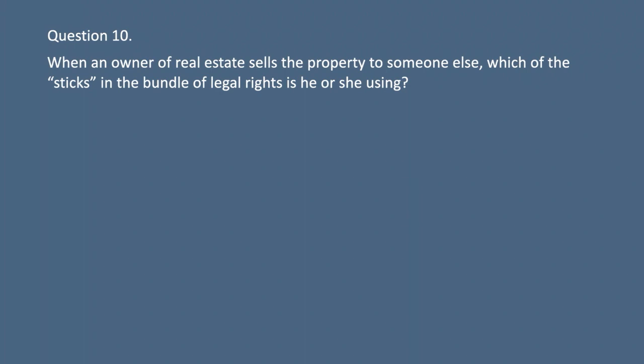Question 10. When an owner of real estate sells the property to someone else, which of the sticks in the bundle of legal rights is he or she using? A. Exclusion. B. Legal enjoyment. C. Control. D. Disposition.